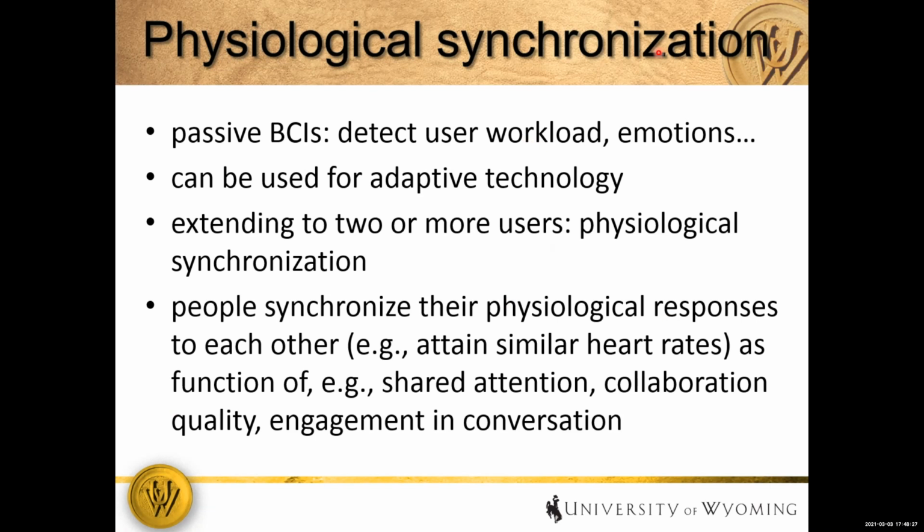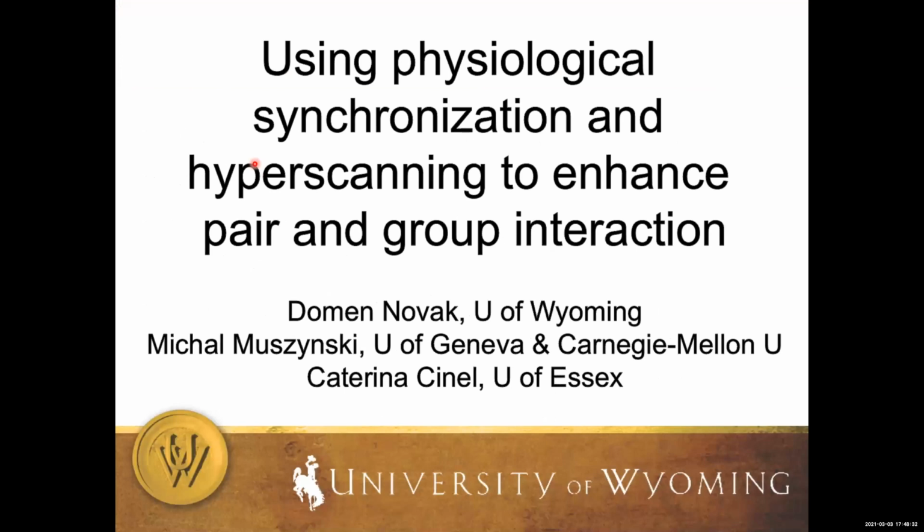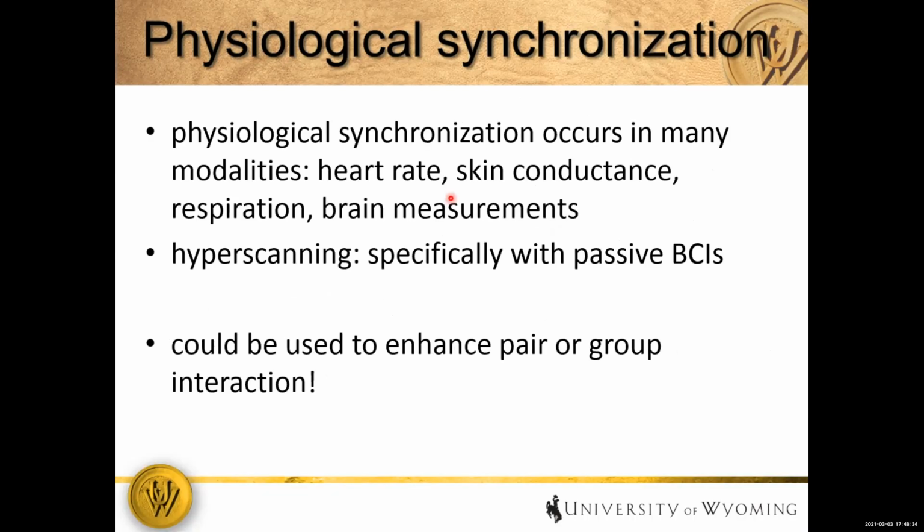So that's physiological synchronization. And I also have in the title the concept of hyperscanning. So hyperscanning is basically when you use BCIs on multiple people to obtain brain information from multiple people simultaneously and use it, for example, with a passive BCI to infer mental processes of multiple people simultaneously. So what is that good for, you may ask, or not, who knows?